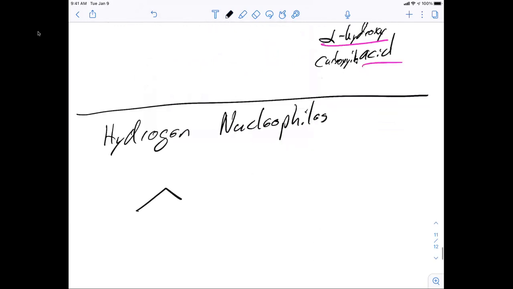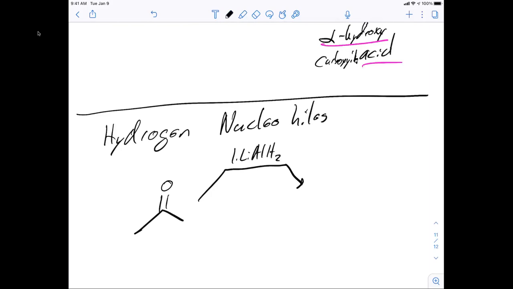Right, if we take a ketone, we can react that with lithium aluminum hydride, followed by water. Let me give myself some more room. So remember, lithium aluminum hydride needs to be dry. So therefore we do water in the second step.